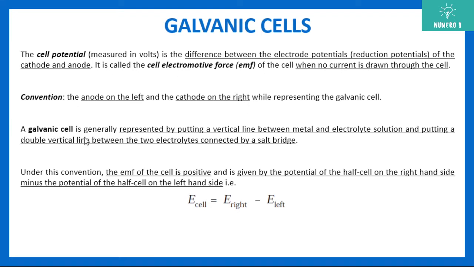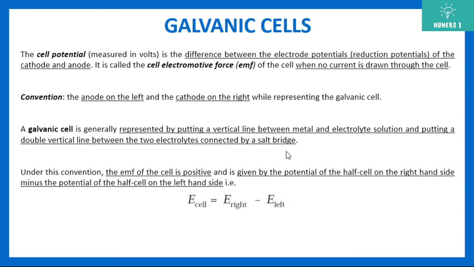Now, a galvanic cell is generally represented by putting a vertical line between the metal and electrolyte solution. So there is one vertical line. I will show you the representation in the next slide. So there is one vertical line between the metal and the electrolyte solution, and putting a double vertical line between two electrolytes, okay, that is connected by a salt bridge.